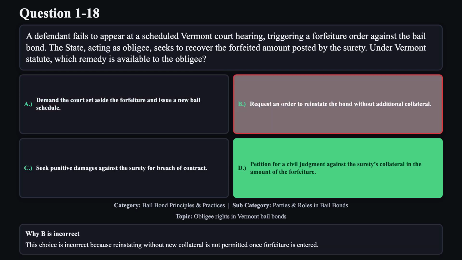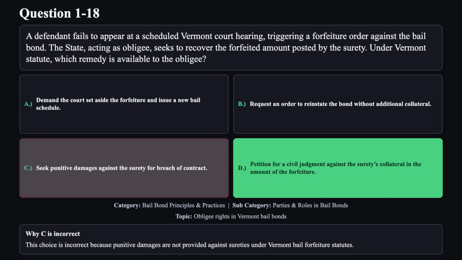Reason B is not correct. This choice is incorrect because reinstating without new collateral is not permitted once forfeiture is entered. Reason C is not correct. This choice is incorrect because punitive damages are not provided against sureties under Vermont bail forfeiture statutes.